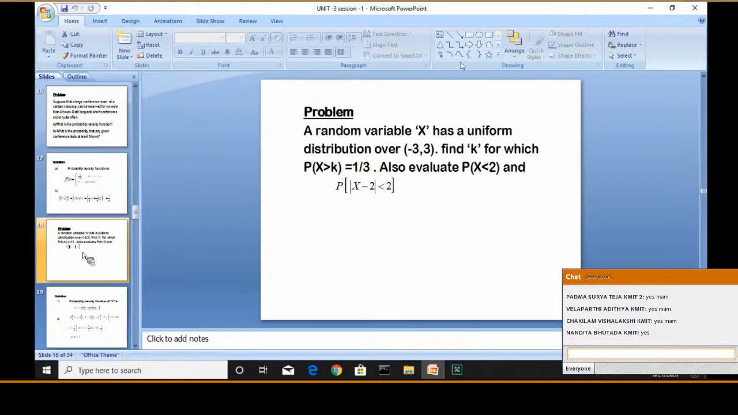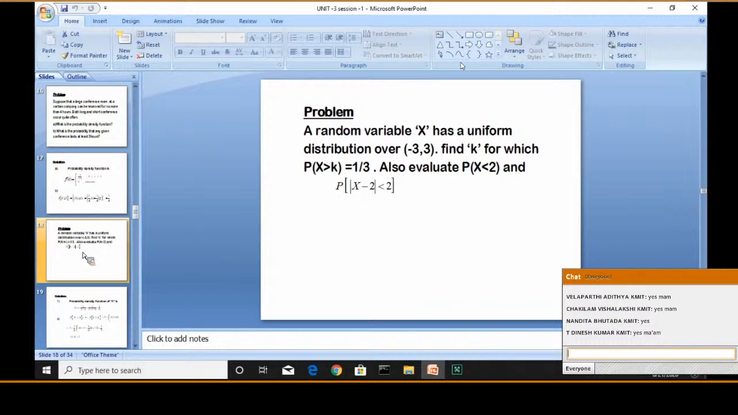A random variable x has a uniform distribution. Now more number of students should do. Our chat box will not be enough for us to get the answers. Do more number of people. A random variable x has a uniform distribution over. This problem is very clear. That is why I did not give this problem first itself.